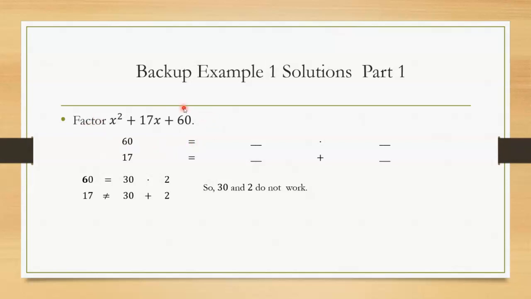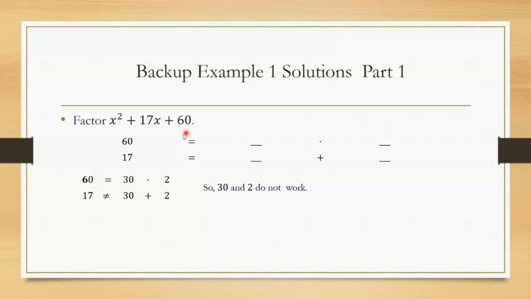x squared plus 17x plus 60. So as you can see on the slide, we want two numbers whose product is 60, the constant term, and the sum is 17, the coefficient of x. Product, sum. Okay, what two numbers do that?